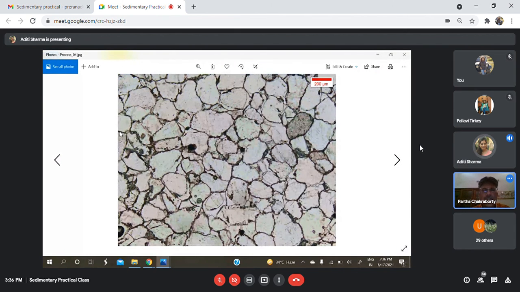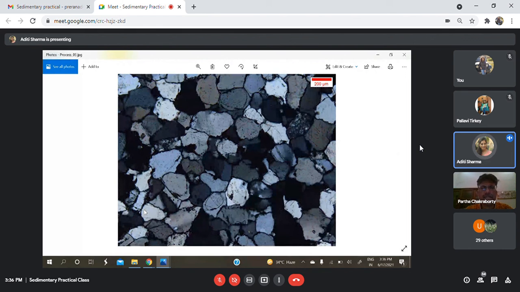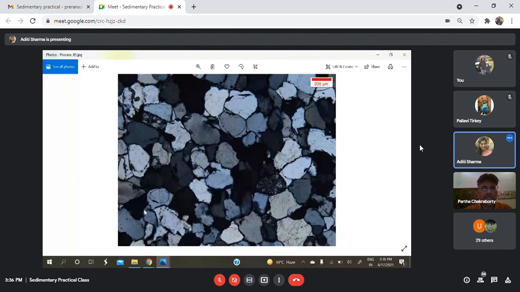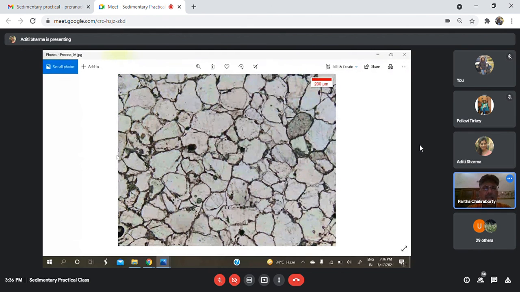Sir, is this... No, on the left side. Then polarized, right. You come. On the left side. Yeah, these are all protomatrix. These are fine grained material that you are getting in a very small percentage, which is also preserved, and it is not a decomposition of quartz. It is the original matrix that is preserved between the grains.